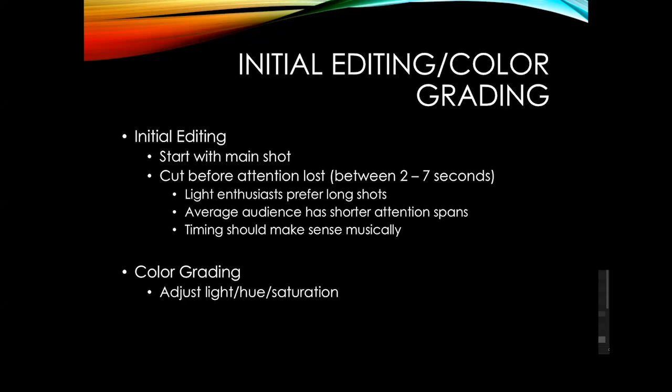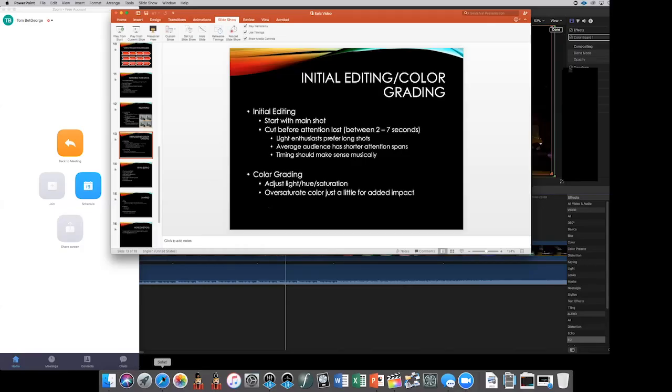Color grading is when you adjust the light, hue, saturation, and more things in post-production. I usually oversaturate the color just a little bit. In other words, I go to my saturation setting, and I raise it a little bit more than normal on purpose, because when you watch lights in person, there's this magical, overwhelming feeling you get. When you look at a typical video, it just doesn't look overwhelming anymore.